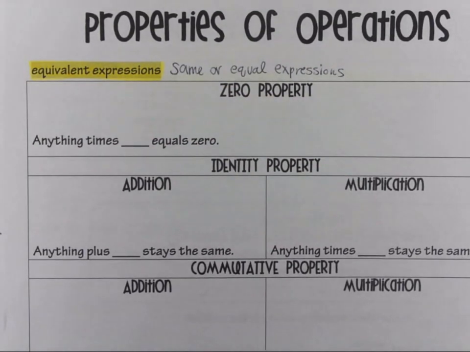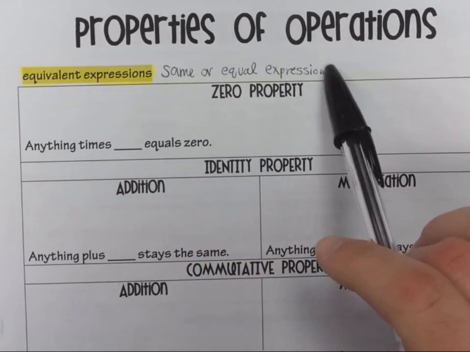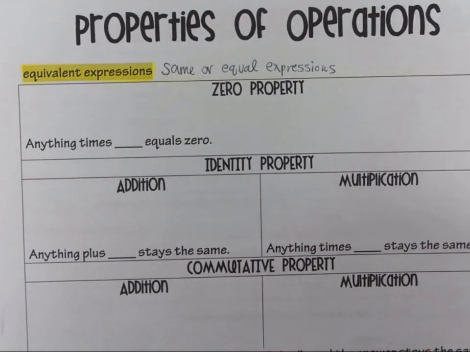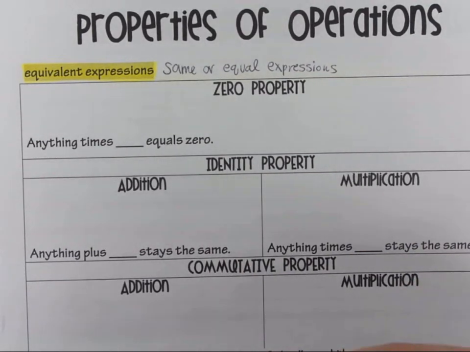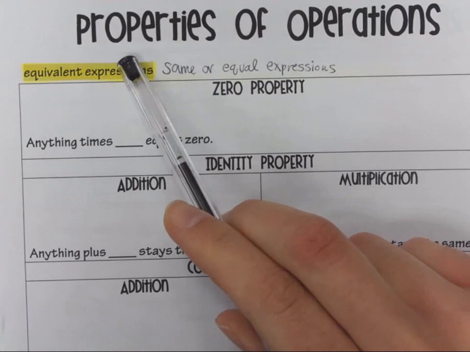Hi guys! In today's video we're going to be talking about properties of operations. So before we get started, you may not remember what a property is. We've talked about it a little bit. A property in math is like a rule.